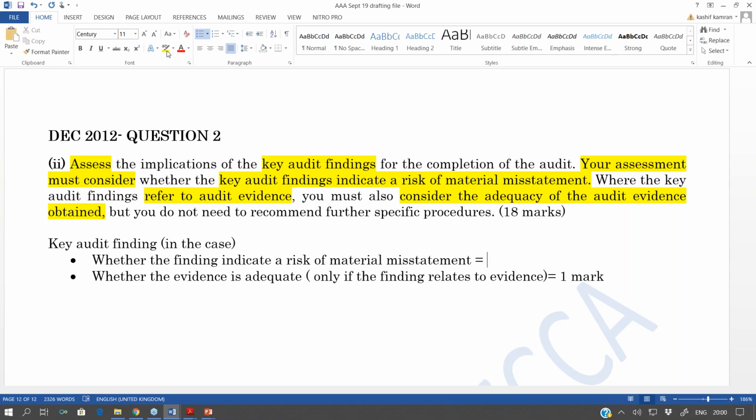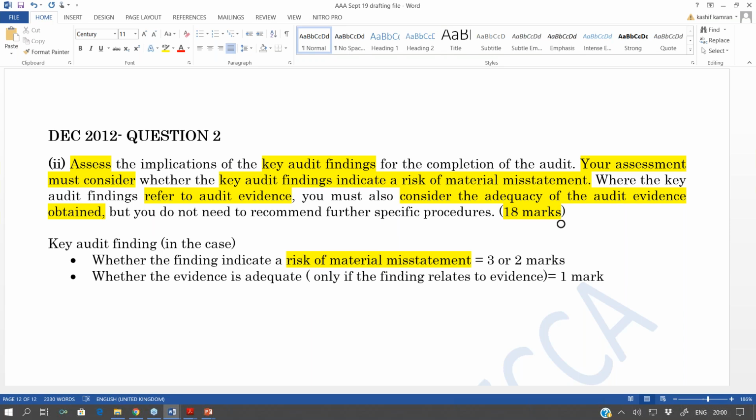Please remember the lecture yesterday. There were two marking schemes for the risk of material misstatement. Either we will get 3 marks or 2 marks. Is everyone clear on that? Either we get 3 or 2 depending upon the situation. And for evidence, we will definitely get 1 mark. Now, how many marks do we have to gain? 18. So sometimes we will get 1, sometimes 2, sometimes 3. We will be accumulating to 18.